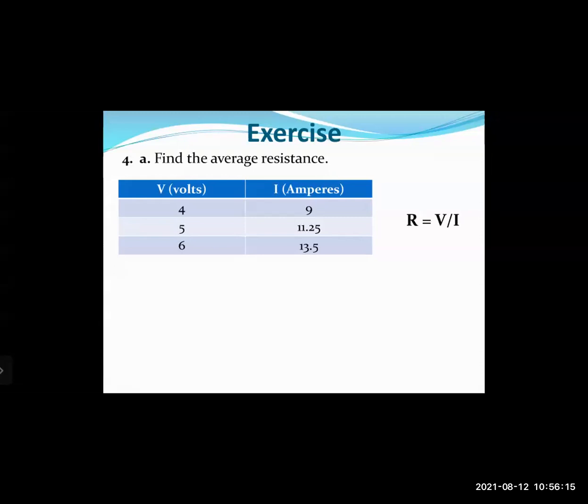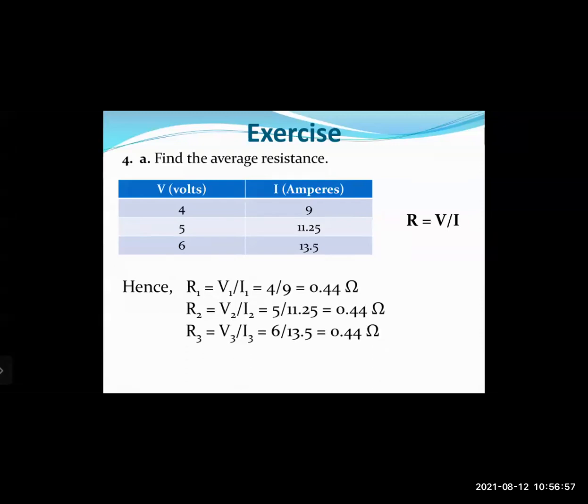Now we will calculate the individual resistances for all the 3 cases. R1 will be equal to V1 by I1. For the first case, V1 is 4 volts and I1 is 9 amperes, so R1 equals 4 by 9, which is 0.44 ohms. Let us go for the second case. R2 will be equal to V2 by I2. The value of V2 is 5 volts and the value of I2 is 11.25 amperes. We divide 5 by 11.25, and R2 is 0.44 ohms.